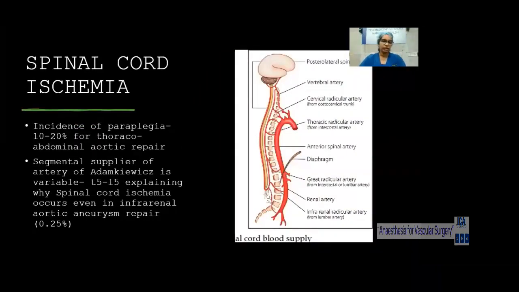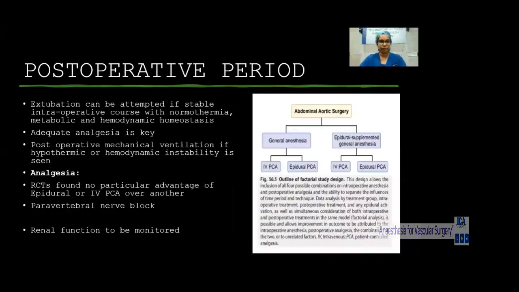Spinal cord ischemia is present with an incidence of around 10 to 20% for thoracoabdominal aortic repair, and this has been extensively covered by Dr. Niharika in the next talk.